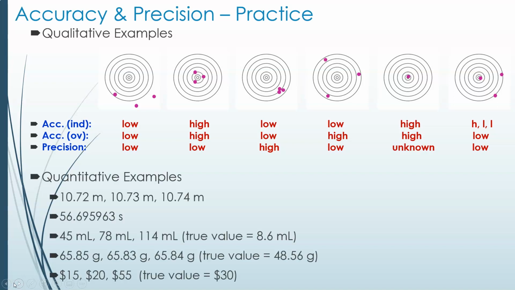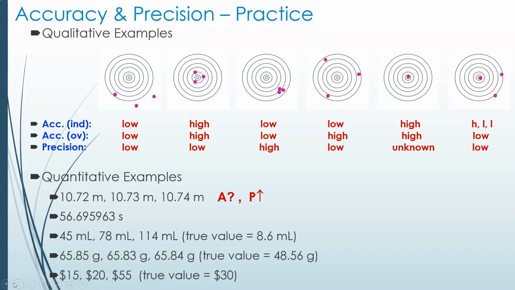So here's some numbers with actual units. So these are actual measurements. And let's look at the first one, 10.72 meters, 10.73 meters, 10.74 meters. So, asking the question, let's look at precision first. Are they close to one another? Yes, the precision is quite high. Are they accurate? Well, what do you need for accuracy? You need to know what the actual value is, and you were never told what the actual value is, so this is unknown accuracy and high precision.